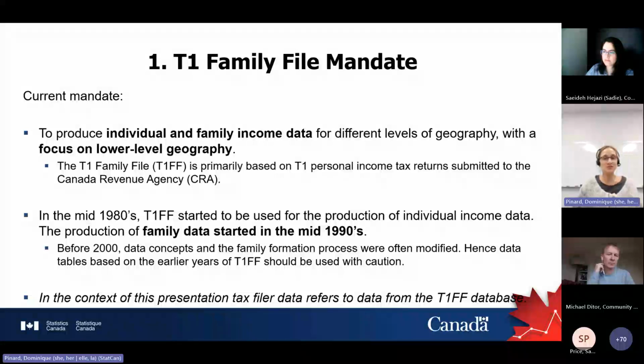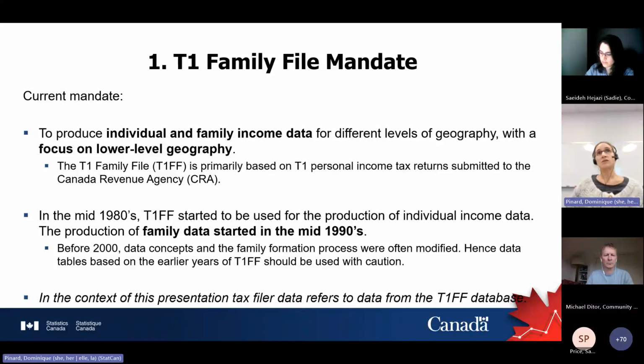So let's start. The T1 family file. Maybe you've used the data, you saw family total income, or you saw individual income and maybe government transfers. So having a little bit of background on where that data comes from and why it was produced in the first place could be very interesting. The T1 family file is based on the T1 personal income master file, which is tax data coming from the Canada Revenue Agency. The goal is to release data at the individual and family level, focusing on income data with a little bit of sociodemographic characteristics available in the dataset.